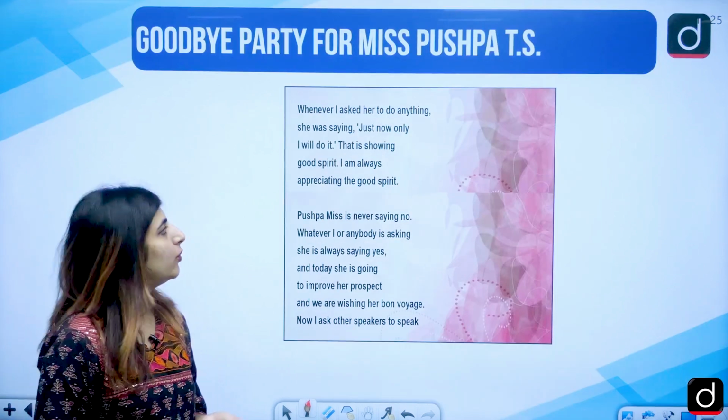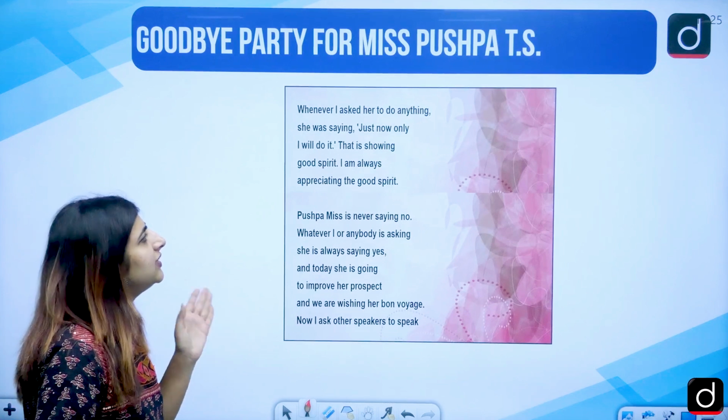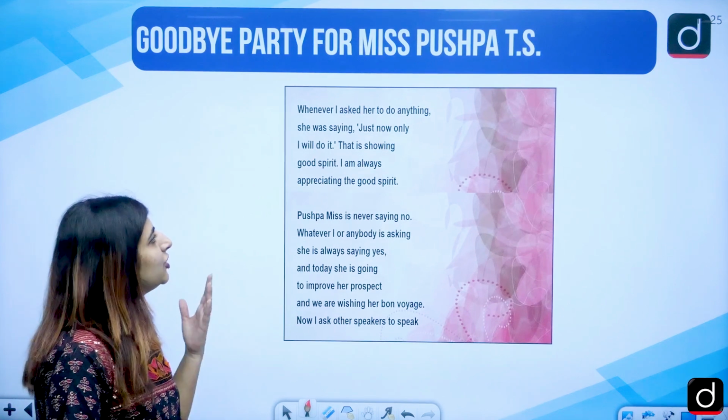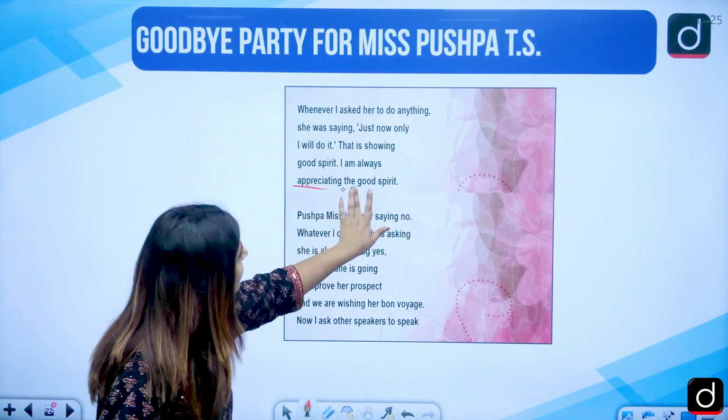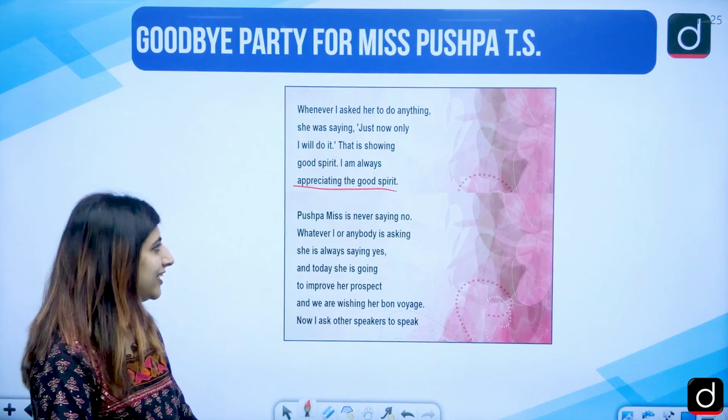Whenever I asked her to do anything, she was saying, just now only I will do it. That is showing good spirit. I am always appreciating the good spirit that she has.